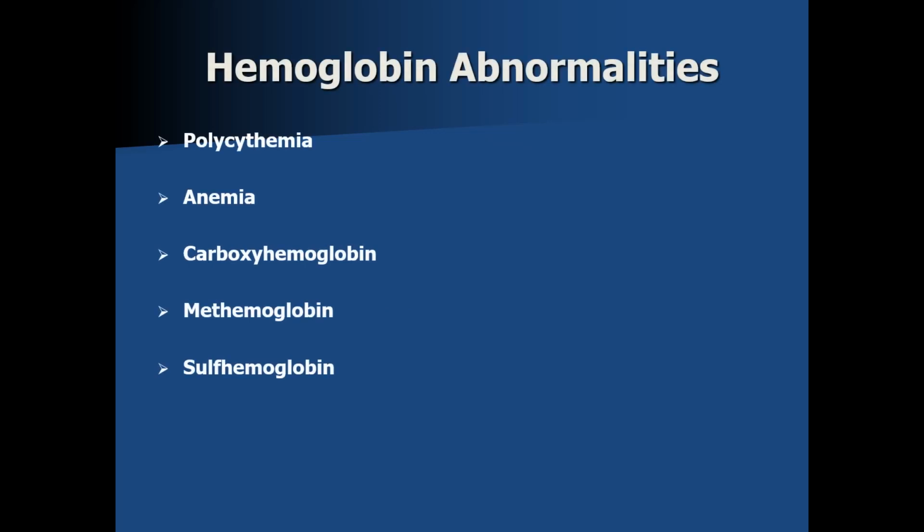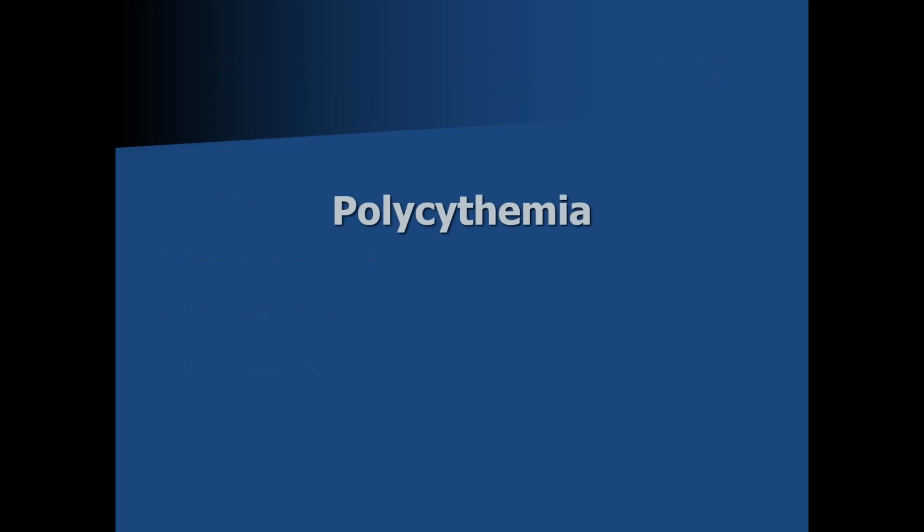In the sections to come, we are going to discuss hemoglobin abnormalities. Here's a list of the abnormalities that we will describe: polycythemia, anemia, carboxyhemoglobin, methemoglobin, and sulfhemoglobin. We will begin our discussion of hemoglobin abnormalities by talking about polycythemia.